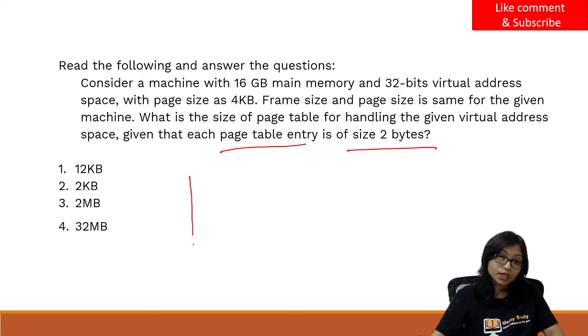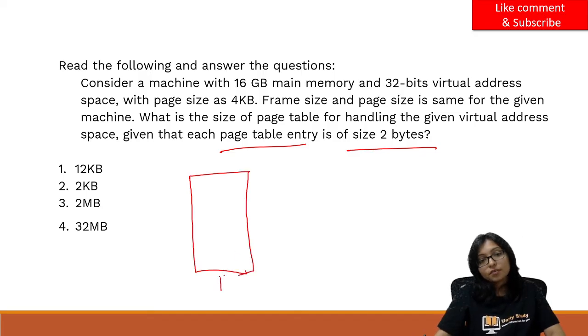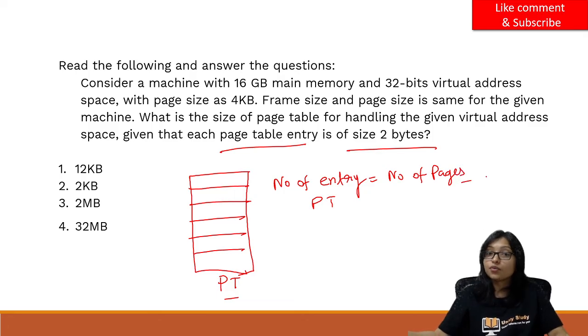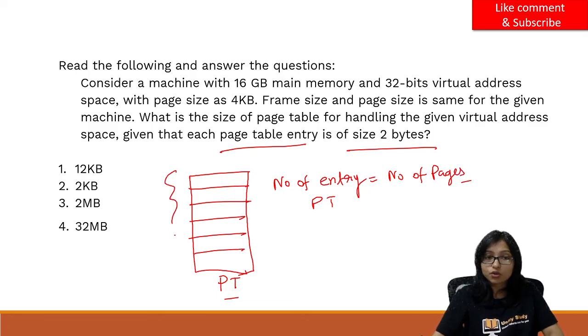So what are we storing in the page table? We are storing the entries for the pages. The number of entries in the page table is equal to the number of pages. So just now we calculated how many pages there are in total. 2 to the power 20 pages are there. What are we storing in the page table? We are storing the frame number.